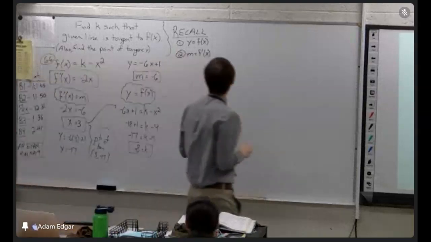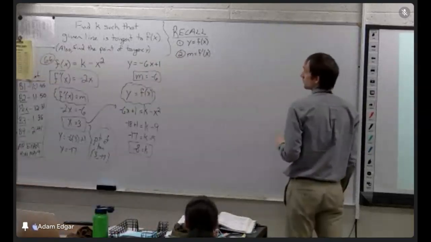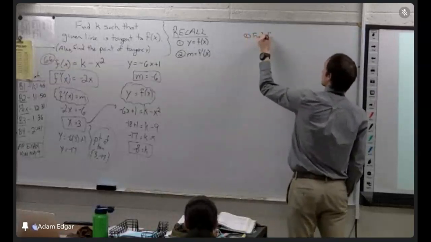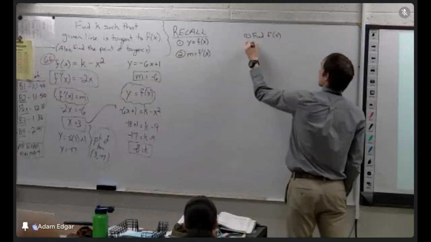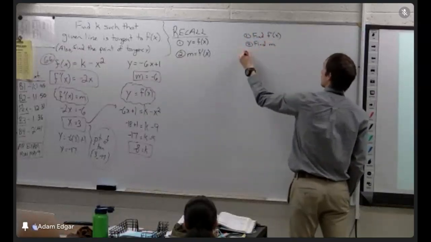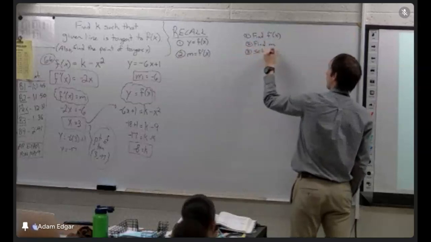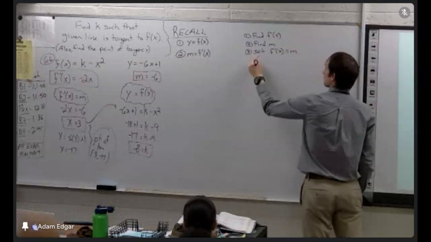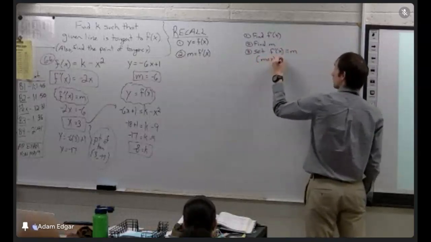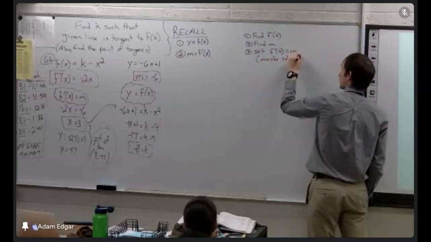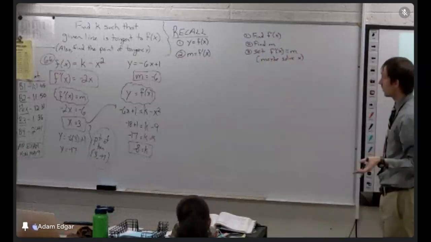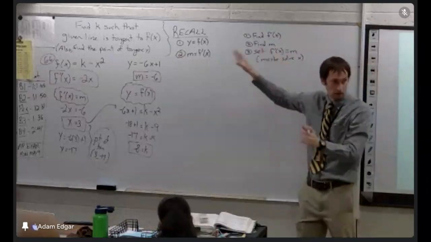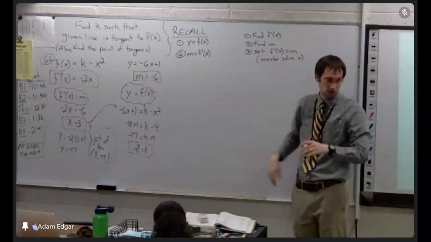So general steps. Find f prime of x. Find m. Set f prime of x equal to m. Maybe solve for x. You might not be able to solve for x. So there are going to be situations where your derivative still involves k, and you have a derivative in terms of both k and x, and then things are a little messier.